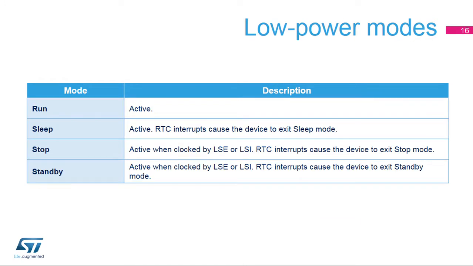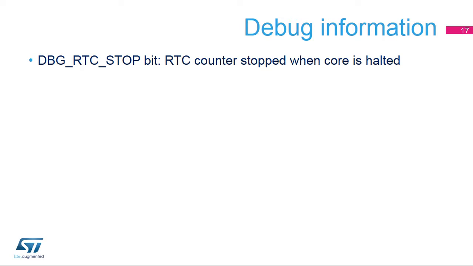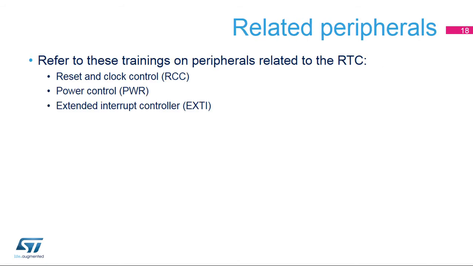The RTC peripheral is active in all low-power modes, and the RTC interrupts cause the device to exit the low-power mode. In stop and standby modes, only the LSE or LSI clocks can be used to clock the RTC. Note that only the LSE is functional in VBAT mode. A bit is available in the MCU debug interface in order to stop the RTC counter when the core is halted for debugging. This is a list of peripherals related to the real-time clock. Please refer to these peripheral trainings for more information if needed.